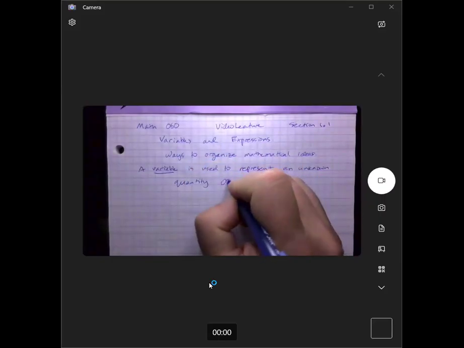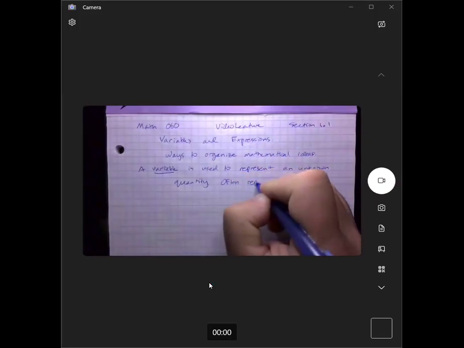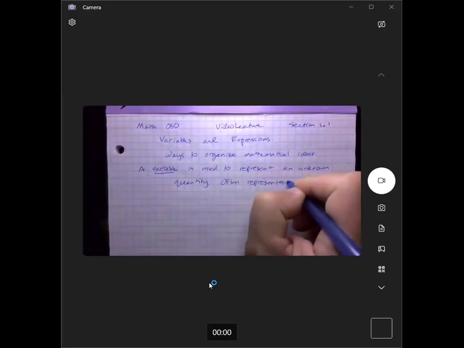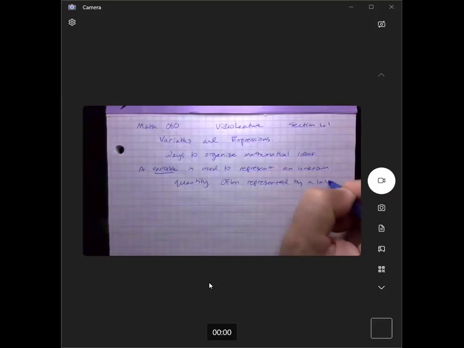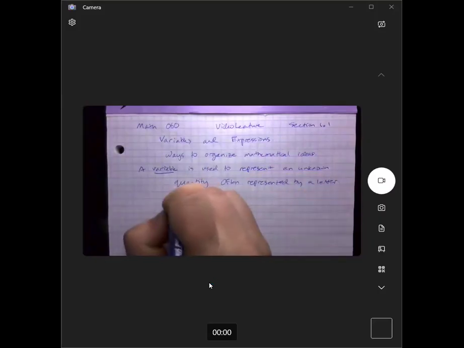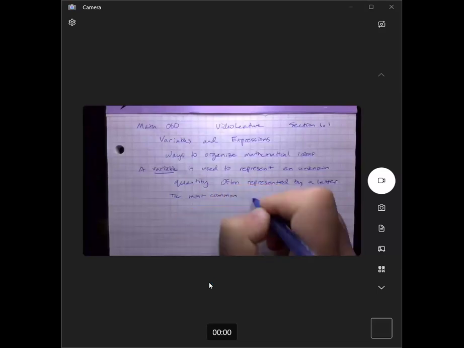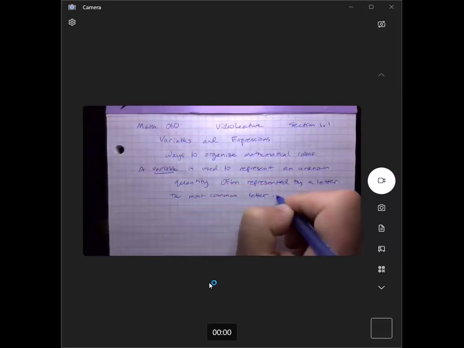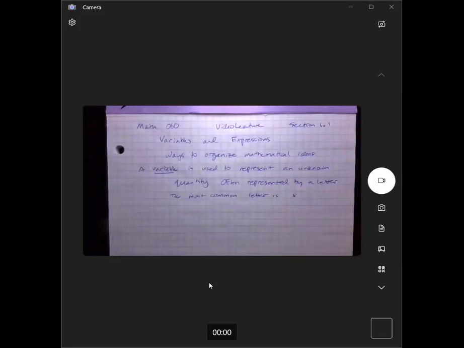It's often represented by a letter. The most common letter is X. X represents an unknown variable. Often Y is the companion, or Z. I write my Z's with a little dash here so you can tell that they're not the number 2.